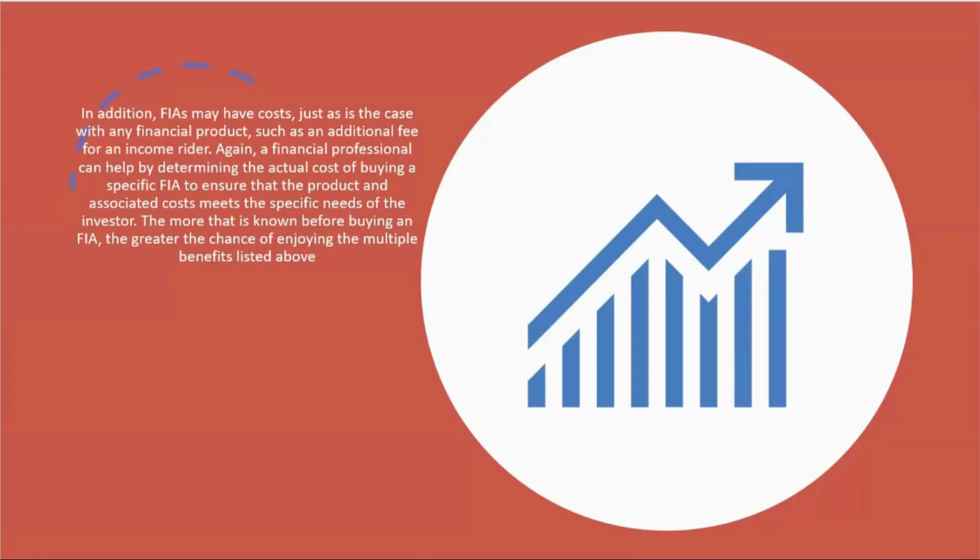The more that is known before buying a fixed index annuity, the greater the chance of enjoying the multiple benefits listed above. And some of you have heard me say that when you get to be 83, 84, 85, I like that Emeritus annuity, because some of the American Equities and F&Gs and things like that make you wait 1 year before you can turn on the income. Well, if you're 83 or 84 years old, you could have a trigger event almost tomorrow morning.